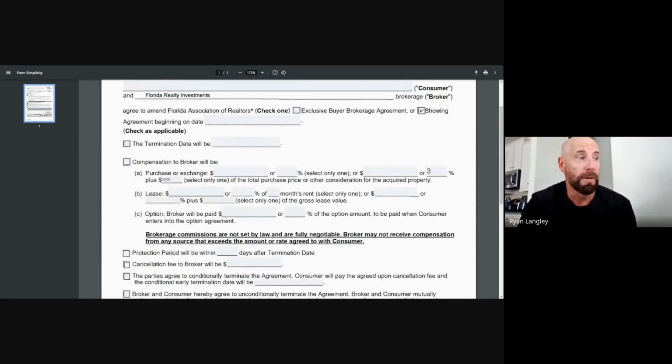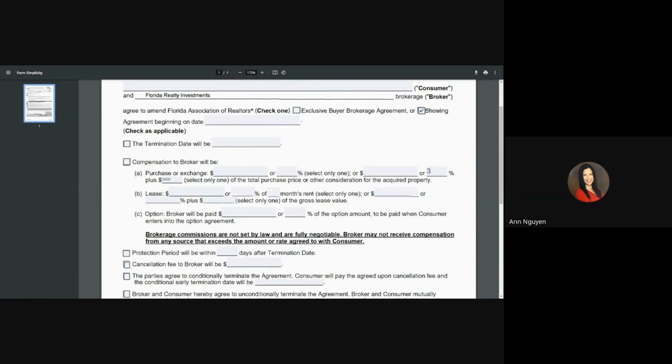Whatever you can get them to agree to. One year would be great. Typically for a buyer brokerage agreement, you would think three months or six months would be plenty, hopefully. But whatever they agree to, as long as I just put it in, so they sign.